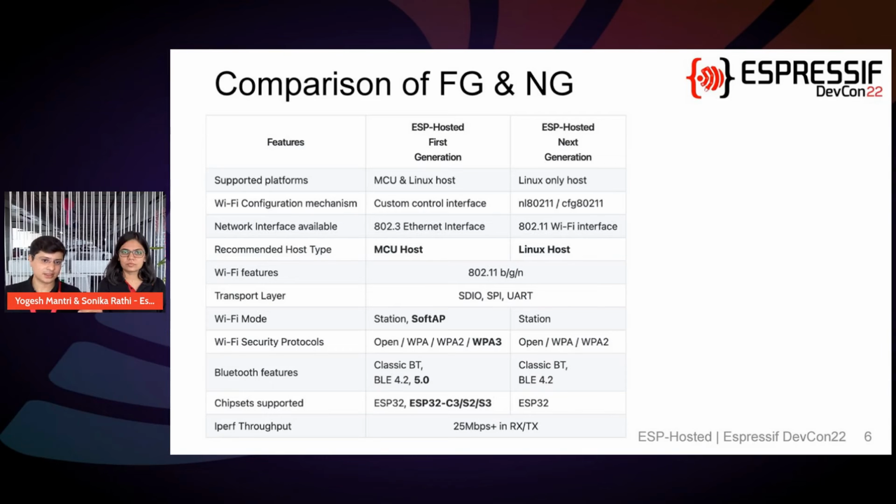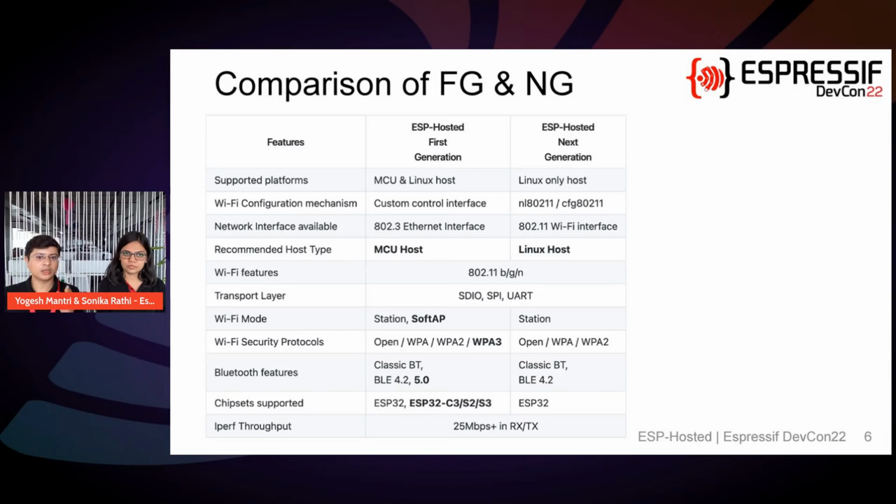Mm-hmm. The next line, we were talking about MCU and Linux. Although the first generation is supported by both the MCU and Linux host, you see the recommended host type we are mentioning here is MCU host for first generation, and in the next generation we are talking about Linux host. Okay, so CFG80211 or WPA supplicant makes it a seamless way for the Linux ecosystem. Got it. Okay. Coming up next is Wi-Fi features. We are supporting 802.11 BGN in case of both.